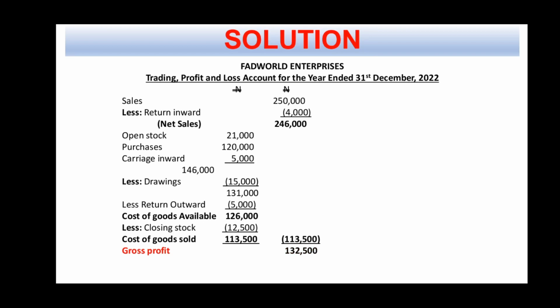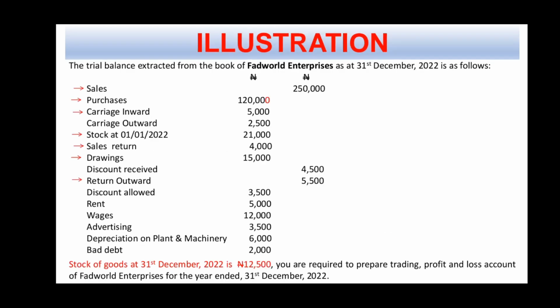So remember, that's not where we are going. It's the net profit we want to determine. That means we are still going to add every other income to the gross profit and subtract all the expenses from it before we can arrive at our net profit. Now let's go to the question.